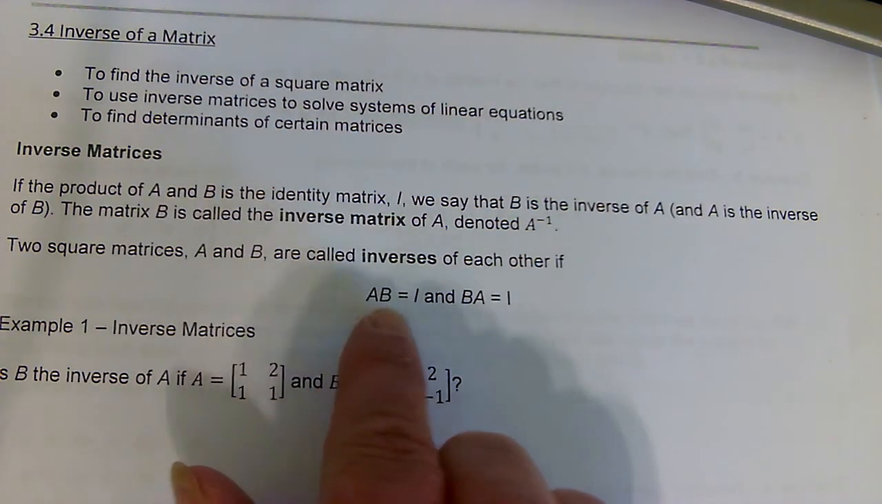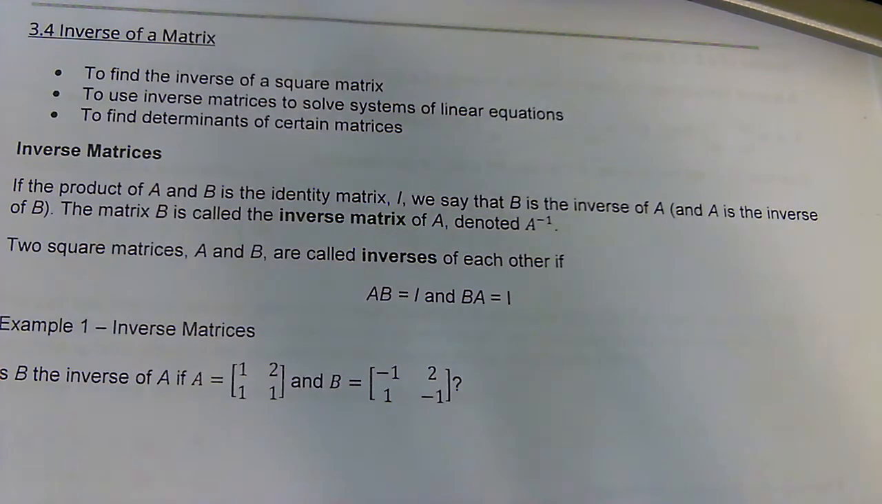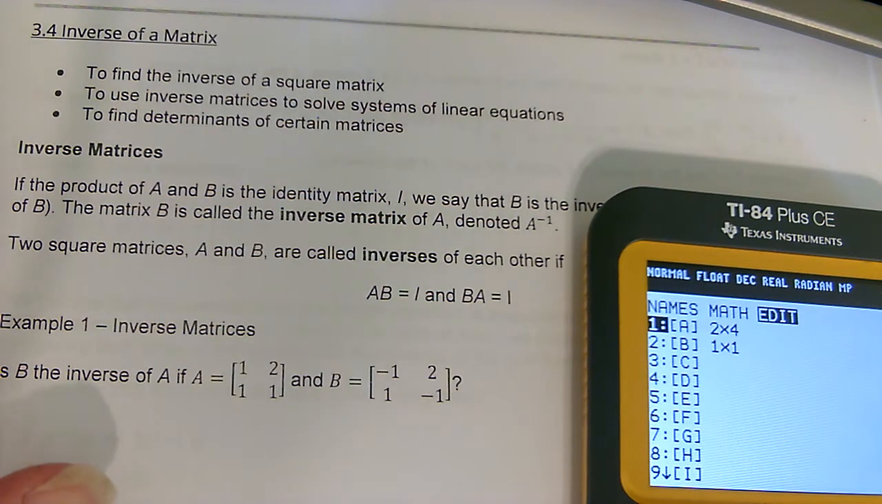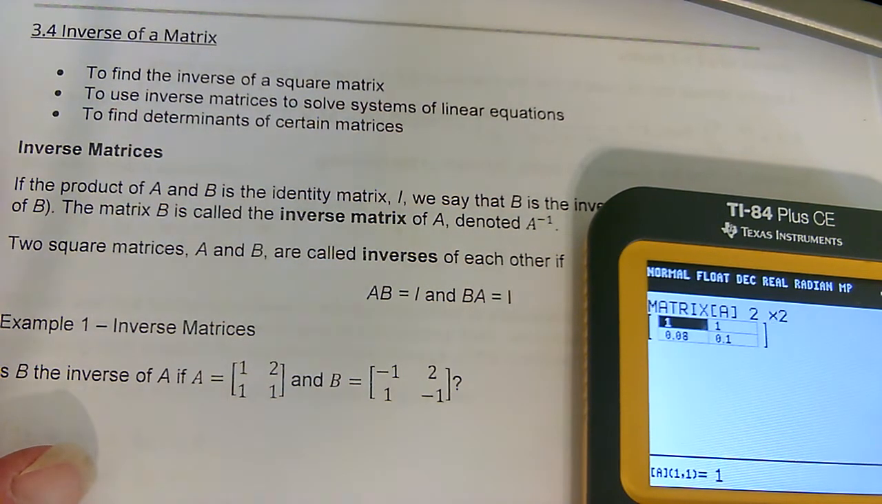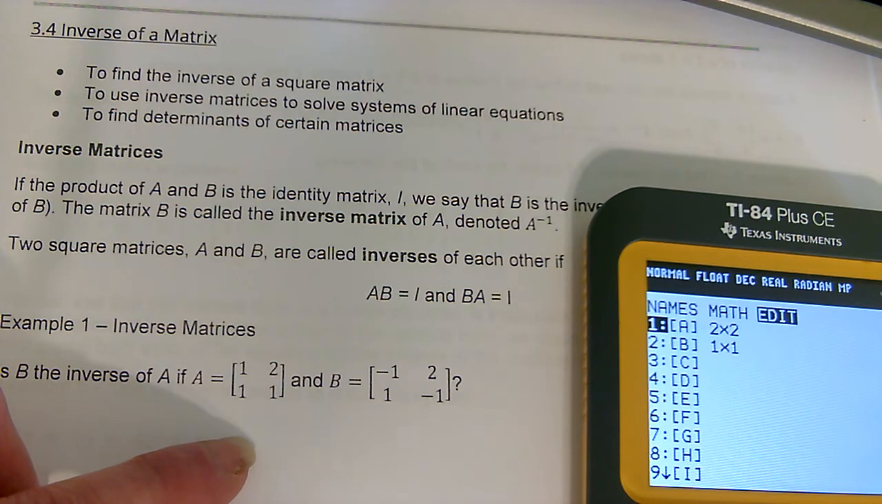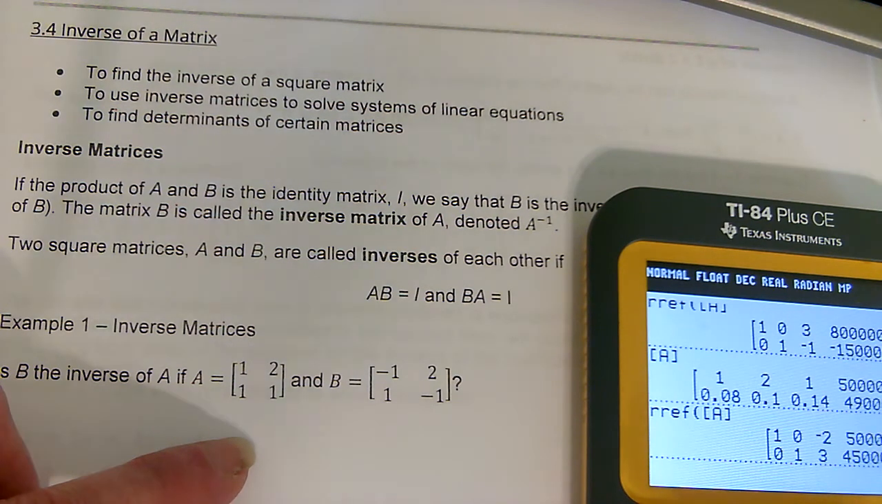If they are inverses, then when you multiply them together, you should get back that identity matrix that had the 1s all the way down the diagonal. So let's look at these two, and I'm going to help us do this a little faster. We're going to go into the matrix and edit A to be a 2 by 2 with 1, 2, 1, and 1. Go back into the matrix, and we're going to edit B to be a 2 by 2 with -1, 2, 1, and -1. Whoops. And then remember, to do any kind of calculations, we need to quit first.